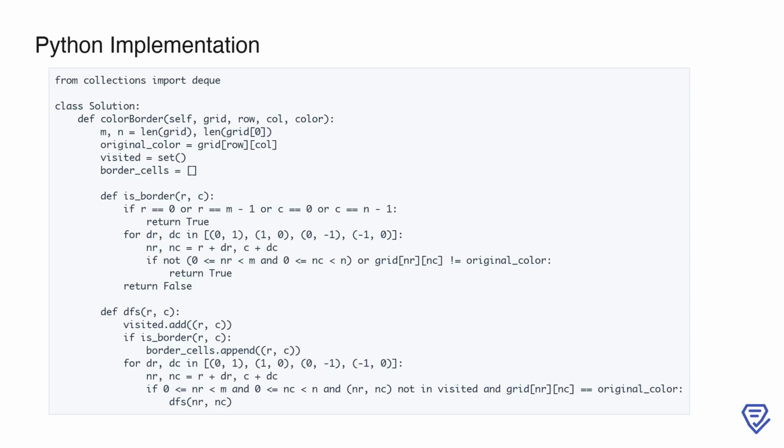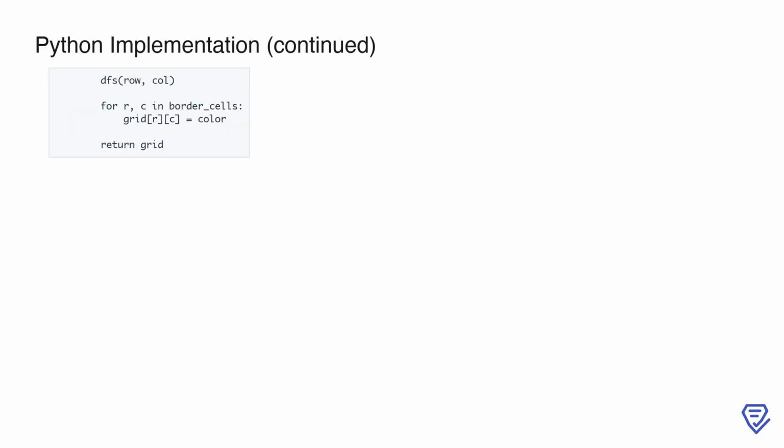Then, we define a depth-first search function, dfs, that explores all connected cells of the same color. It marks the current cell as visited, checks if it's a border cell, and adds it to border_cells if necessary. The function recursively visits all valid adjacent cells that match the original color and haven't been visited yet. Once the depth-first search is complete, the dfs function will have identified all the border cells of the connected region. For each of these border cells stored in border_cells, we update the grid by changing the cell's color to the new color provided as input.